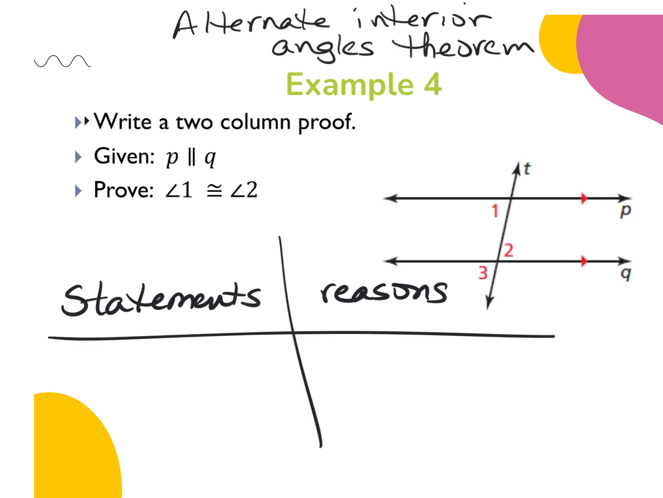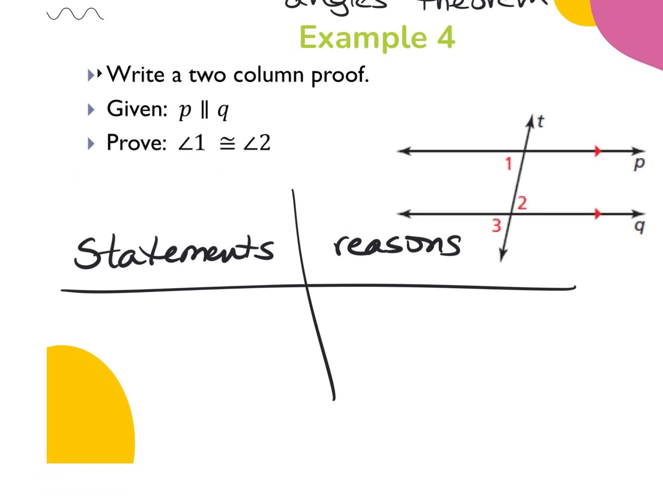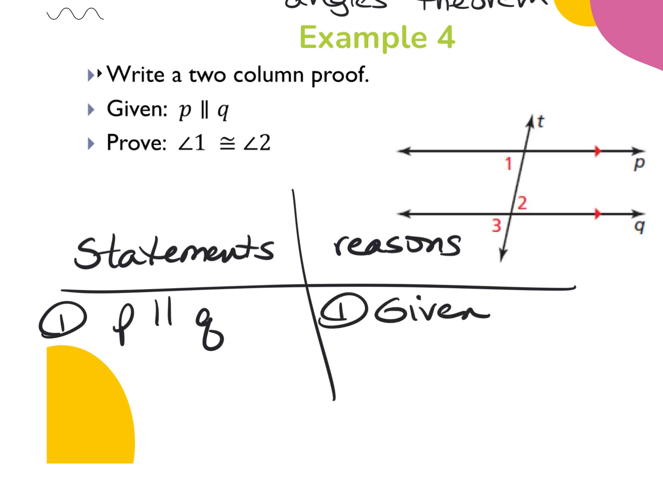So statement and reason columns. Remember, never ever leave off the given. P parallel to Q. Remember those 2 lines going down are the indication that these 2 lines are parallel, and this is given. Now, technically, because I know that theorem, my next statement could be that 1 is congruent to 2, and the reason would be alternate interior angles theorem. However, I'm proving that, so I can't use it yet.